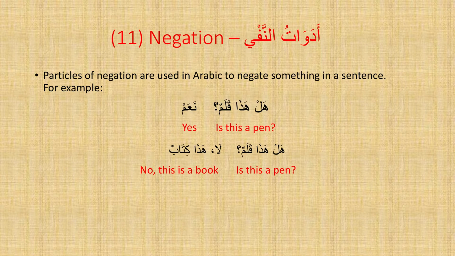So for example, in the first line, هل هذا قلم? Is this a pen? نعم, yes. In the second line, هل هذا قلم? Is this a pen? لا, هذا كتاب. So in the second line, negation is taking place, as the questioner is asking هل هذا قلم? And we are saying لا, no, هذا كتاب. So this is an example of negation.